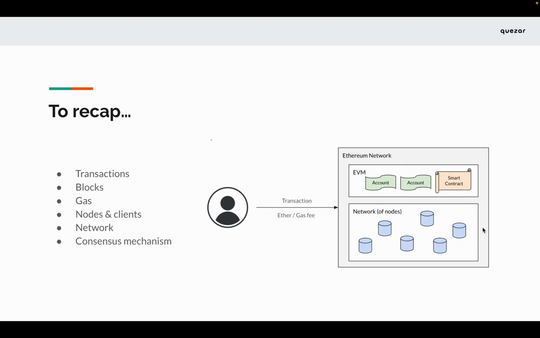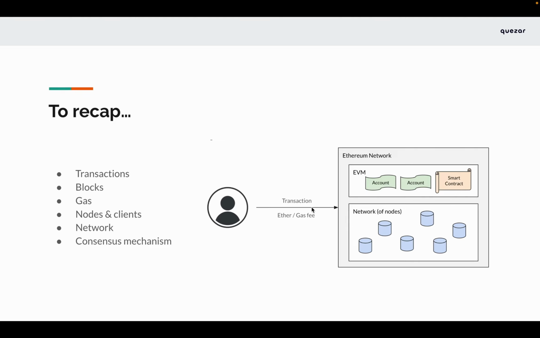The second major part of Ethereum network is the network of nodes. There are multiple computers running an Ethereum client on them, and these computers are called nodes. Together, they maintain the global state of Ethereum network, that is the global state of the EVM.